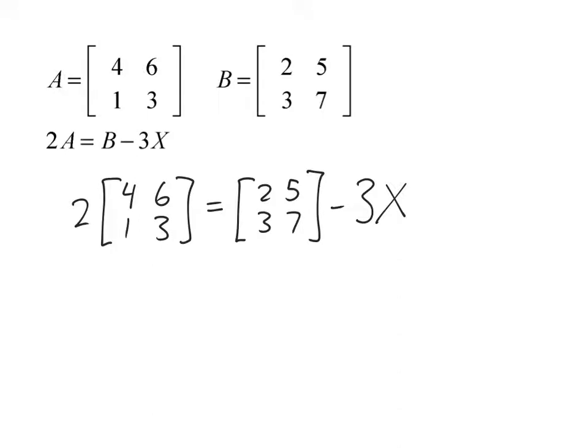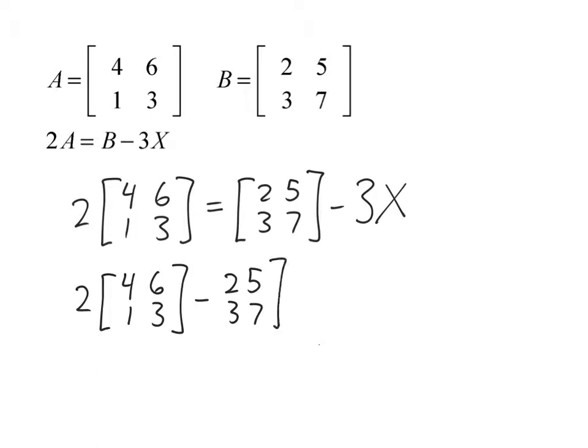So if I had this and I was solving for X, well, the first thing I would do is subtract B. So that's what I'm going to do. I'm going to subtract this matrix over. So if I subtract the matrix over to both sides, you get 2 multiplied by [4, 6, 1, 3], minus the matrix [2, 5, 3, 7]. And this equals negative 3 big X.